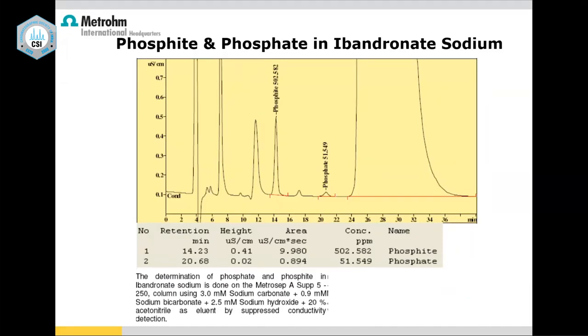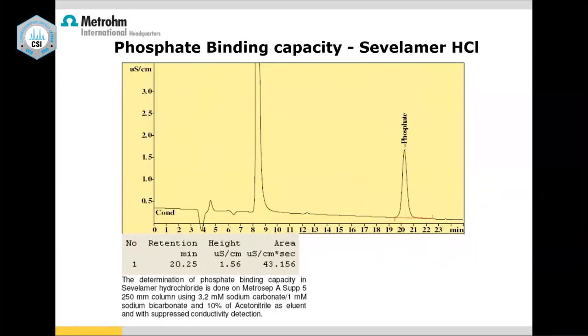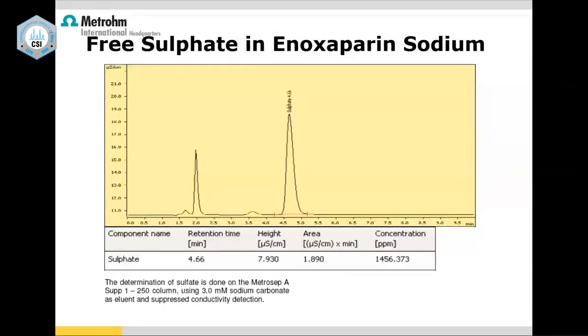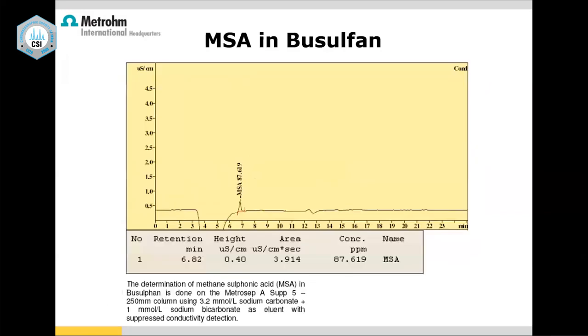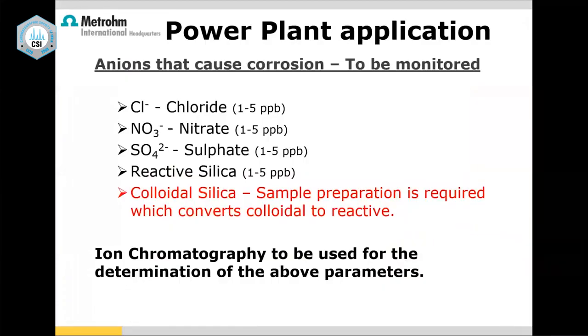These are pharma examples: phosphite and phosphate in ibandronate sodium. It is not only phosphate, phosphite is also present as an impurity. Along with the ibandronate assay, we can do this. That is the idea of this analysis. This is phosphate binding capacity, this is free sulfate in enoxaparin sodium. These are all impurities in API. This is sulfate and sulfamate. This is nitrate analysis. This is MSA in an anti-cancer drug, busulfan.